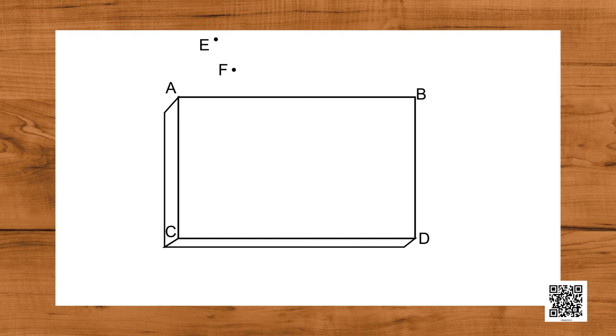Look for the images of the pins E and F through the opposite edge. Fix 2 other pins, say G and H, such that these pins and the images of E and F lie on a straight line. Remove the pins and the slab. Join the positions of the tips of the pins E and F and produce the line up to AB. Let EF meet AB at O.